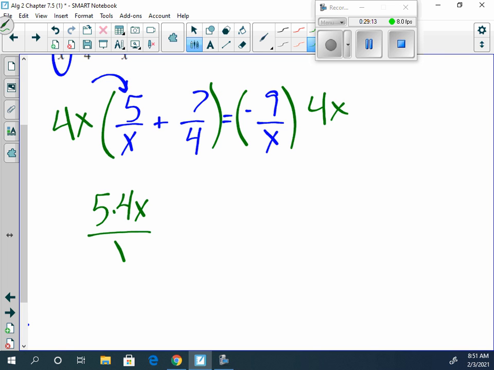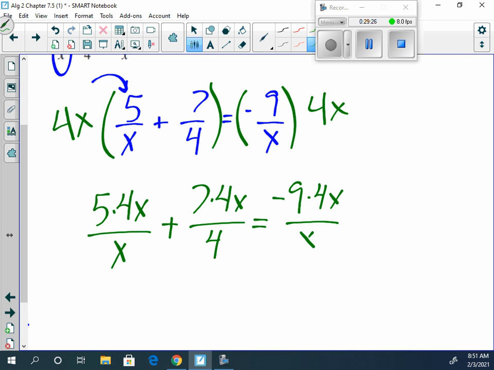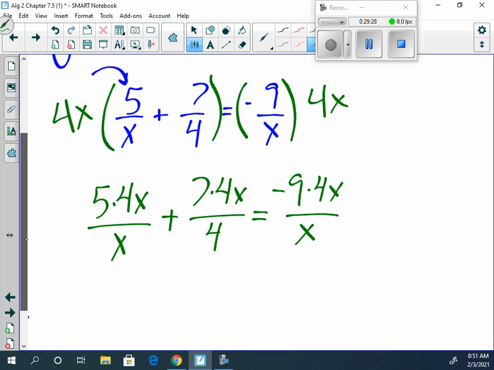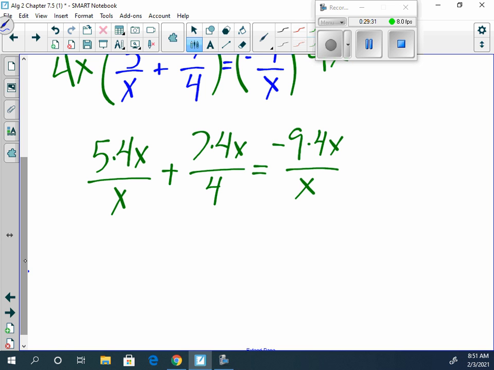Let's write this one down. 4x times 7 would be 7 times 4x over 4. And here I'd have -9 times 4x over x. Well, here the x and x would cancel, yes? Here the 4 and 4 would. Here the x and x would. So what I'm left with here is 5 times 4, which is plus.